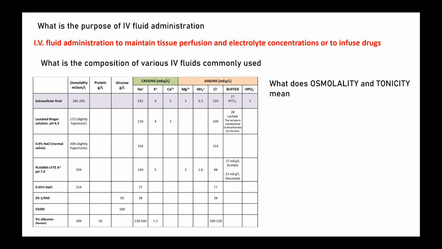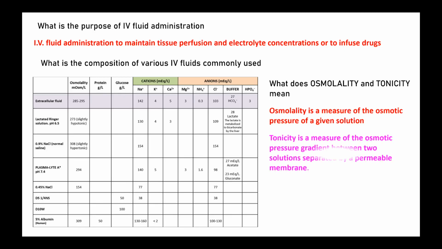We say isoosmolar and isotonic. Are they both the same or different? No, sir. Osmolality refers to the number of moles per kg of the solution. Tonicity compares a solution to the plasma's osmolality. More correctly, osmolality is a measure of the osmotic pressure of a given solution, whereas tonicity is a measure of the osmotic pressure gradient between two solutions separated by a permeable membrane. So tonicity is a comparison of osmotic pressure, whereas osmolality is the osmotic pressure value of a given solution.